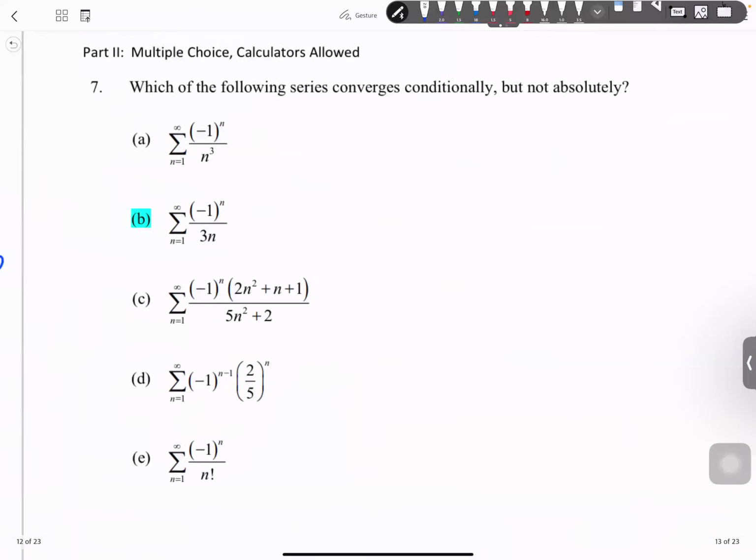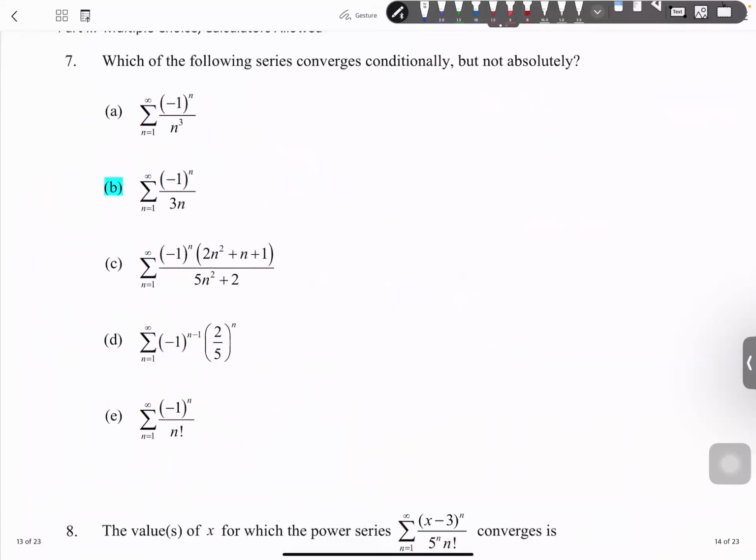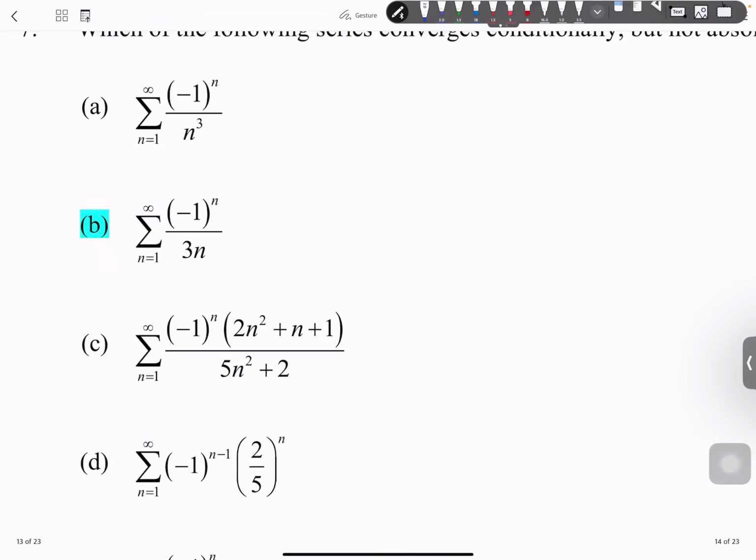All right, problem number 7 says, which of the following series converges conditionally, but not absolutely? Let's just quickly take a look at each one of these and see if we can quickly say what each one will do. For A, if you take the alternating component away, does this converge or diverge? If we just look at the sum of 1 over n cubed, this is a convergent p-series.